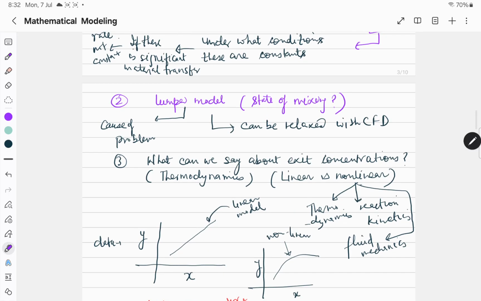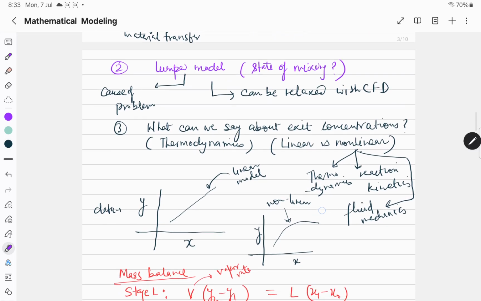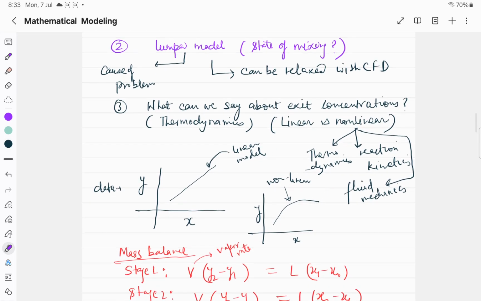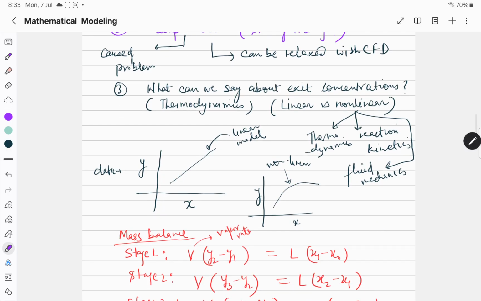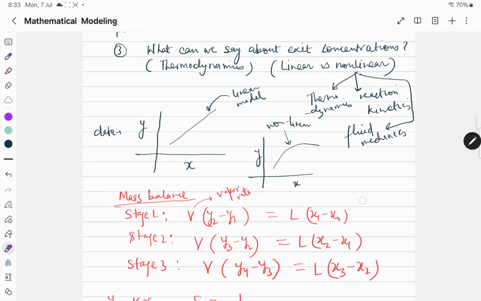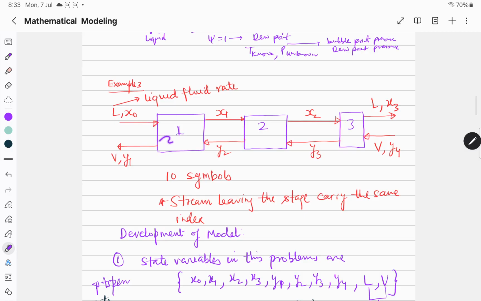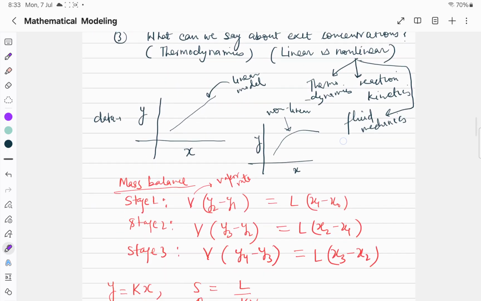Okay, so what can we say about exit concentration? It could be non-linear. So linear equation and non-linear equation. Non-linearity basically comes from thermodynamics, reaction kinetics, and fluid mechanics. Now you will apply the mass balances at every stage, and you will get one equation for each stage for the mass balance, and another equation from the thermodynamic equilibrium relationship, right? So you will get it like this.